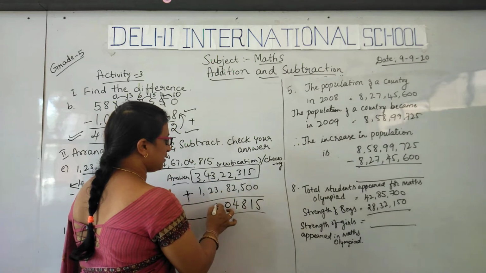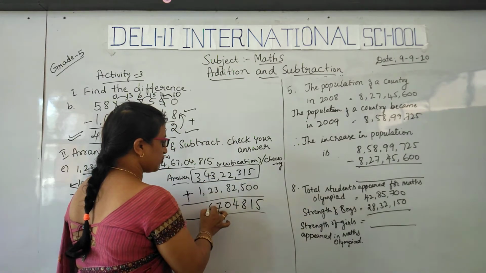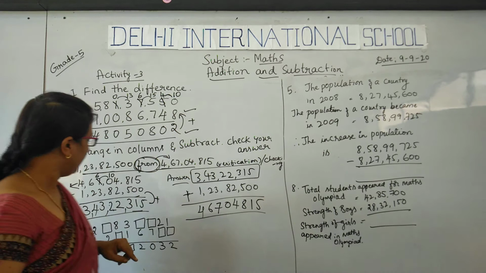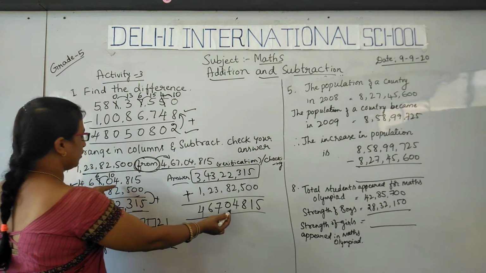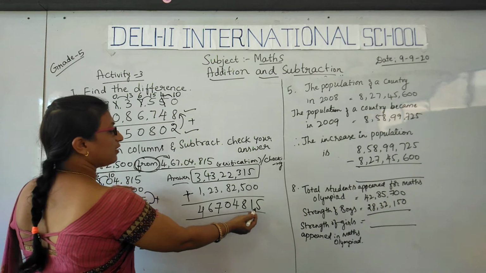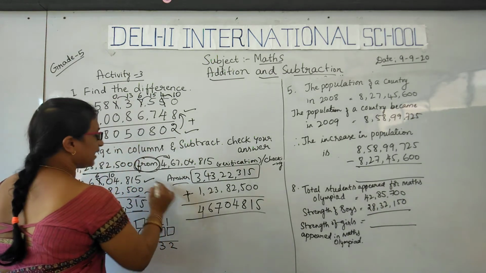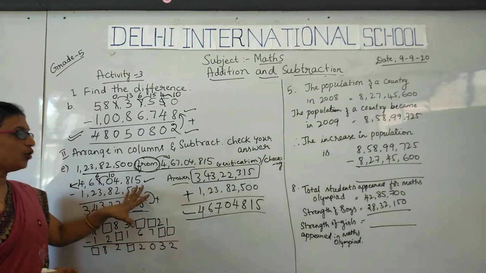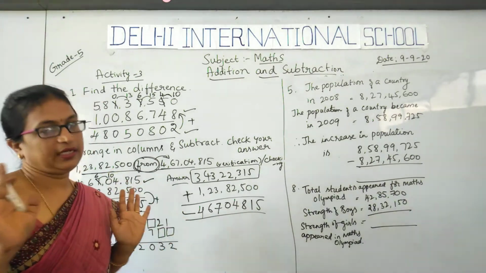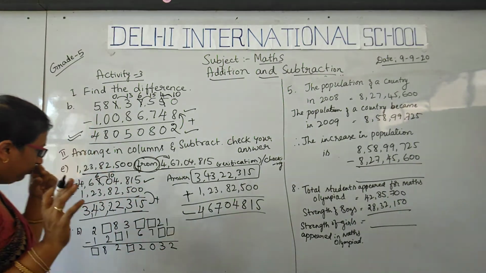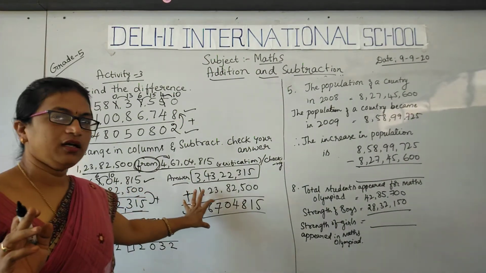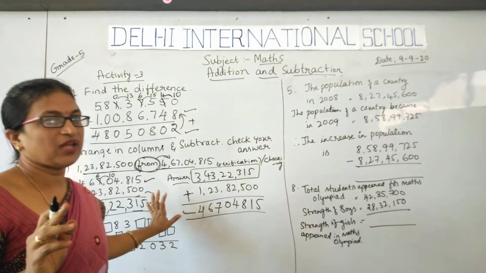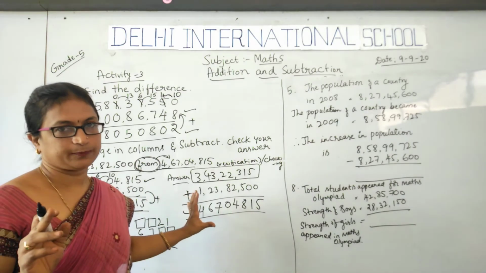5 plus 5, 1 plus 3 is 4, 8 plus 2 is 10, 0, 1 carry, 3 plus 3 is 6 plus 1 is 7, 4 plus 2 is 6, 3 plus 1 is 4. So the answer is 4,67,84,815. This number is the same as the first number. So you have done the problem correctly. This is how the difference is found and the answer is verified.